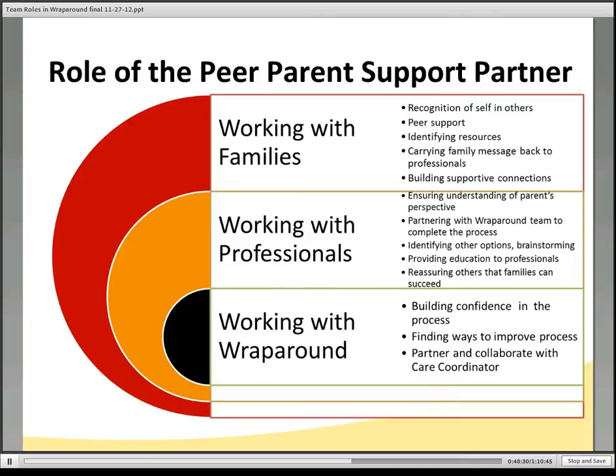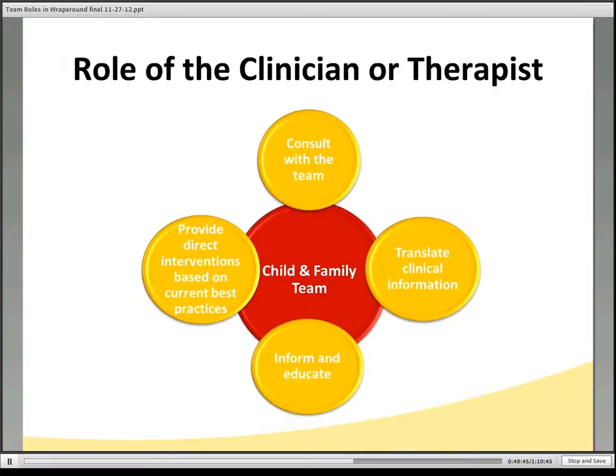They are there to really help find ways to improve the process and fine-tune it, modify, adjust when needed, and they're also there to partner and collaborate with the care coordinators. And so the role of the clinician or the therapist really is to consult with the team about clinical concerns.